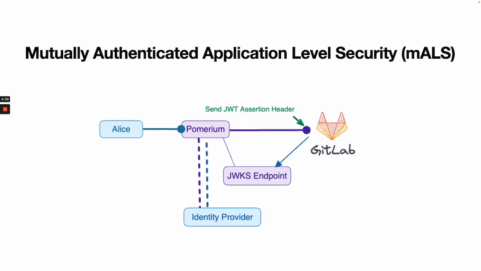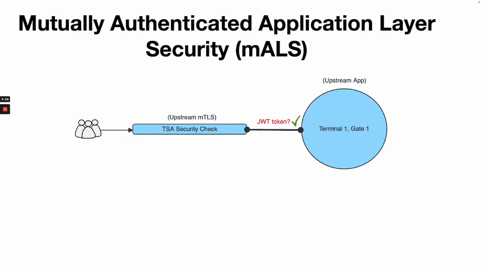But what if your network is misconfigured or an unauthorized user tries to access GitLab outside of Pomerium? JWTs can protect your app from these types of security vulnerabilities too. Here's how it works at a high level.